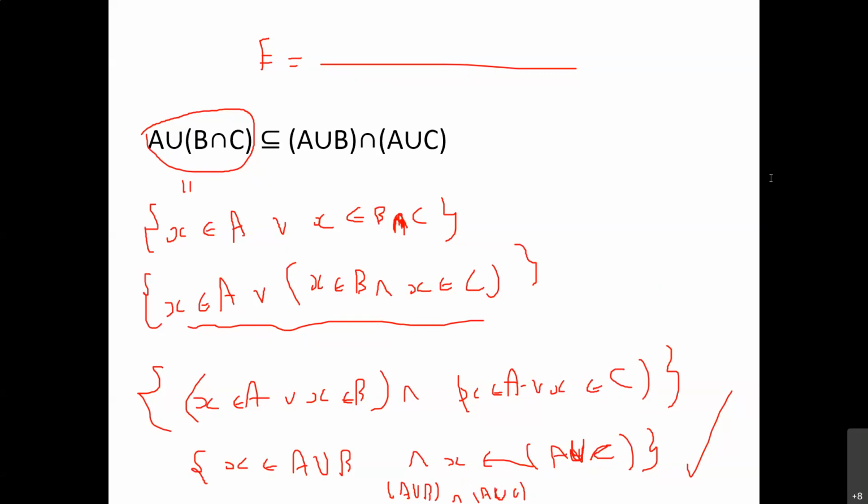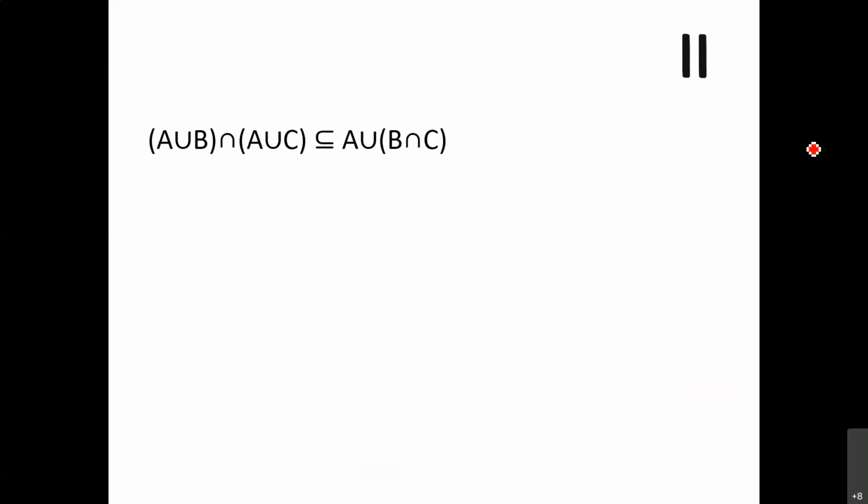Okay, good enough for me. Try to do it the other way around. So step one, build this as a set. What does it mean? And try to reach the other side. If you have a question on anything we've done so far, let me know.